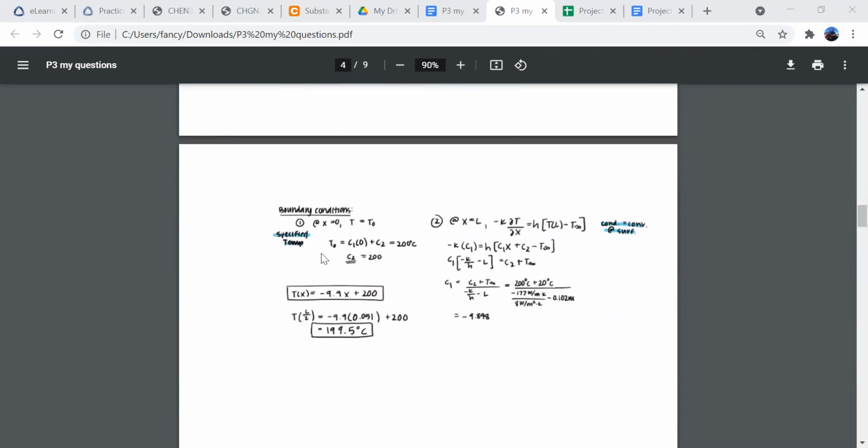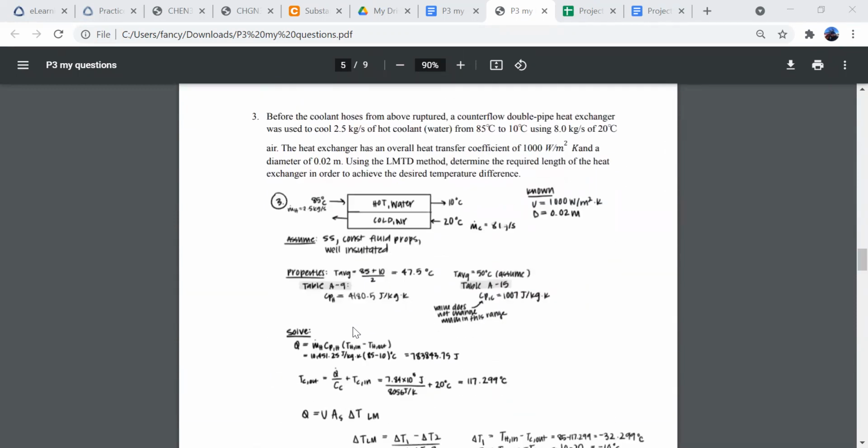The first is to specify temperature, which the temperature at position 0 at the bottom of the valve cover was given. And so we can solve for the C2 value, and then at x equals L, this is the top of the valve cover where it's surrounded by the steam from the water boiling. And so we know that conduction equals convection at the surface. And we can get C1, and this is the final form. And then if you want to find the temperature at the position halfway the distance, then this is that.